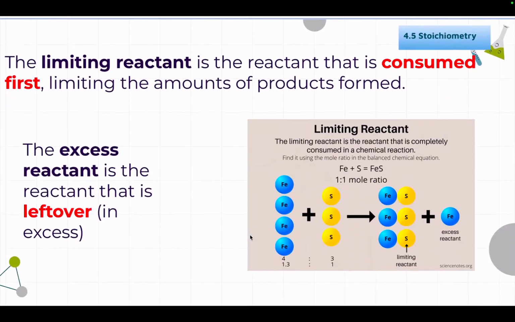Stoichiometry also involves limiting reactants. Just a reminder, a limiting reactant is the reactant that will run out first. It will stop the reaction from continuing. And then you have an excess reactant or reactants that you will have leftovers of. And so in the container at the end, you'll have the product and then some leftover excess reactant.